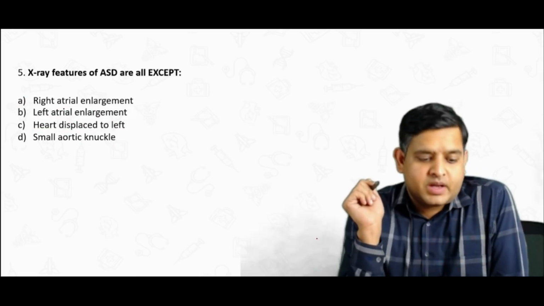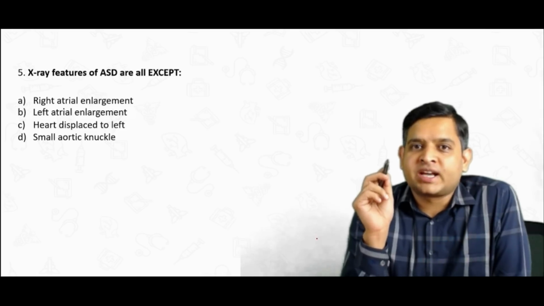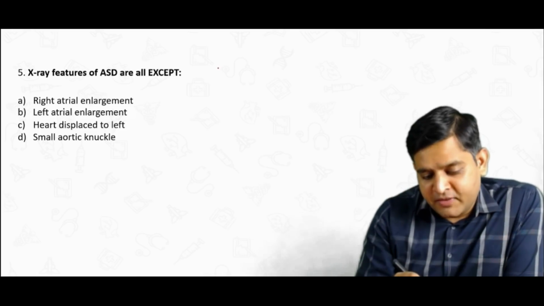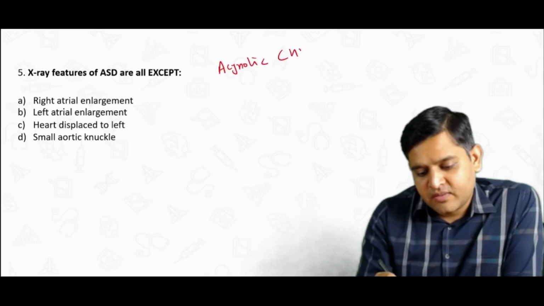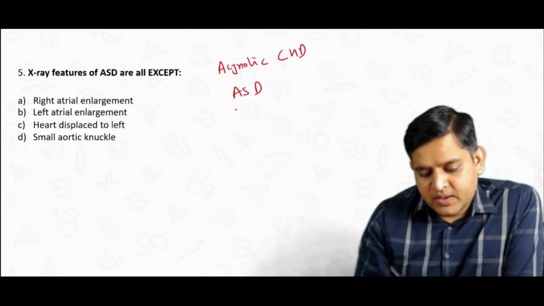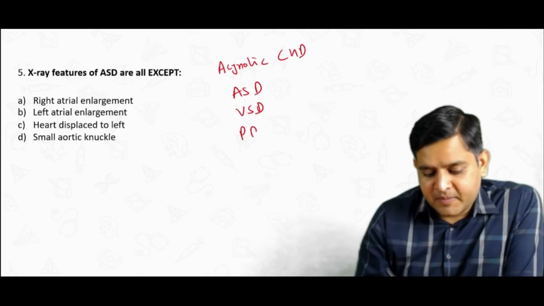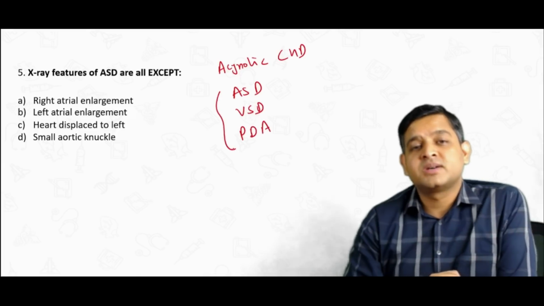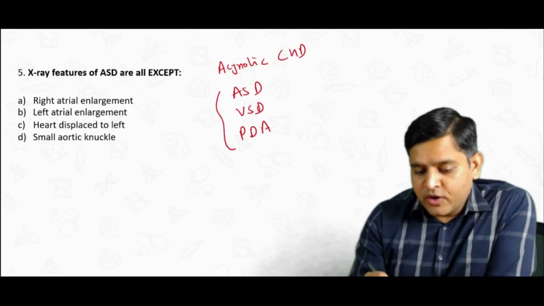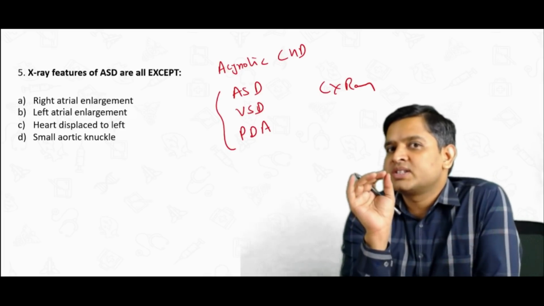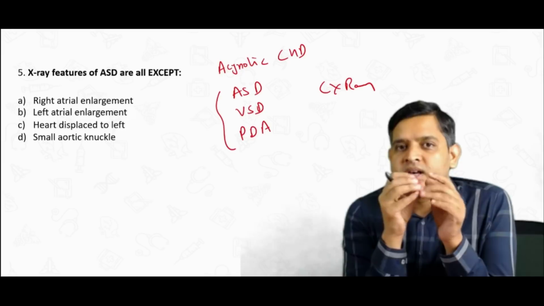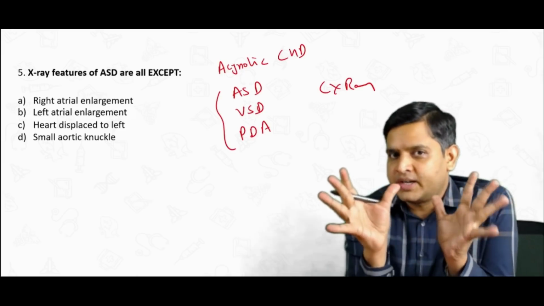Next question. X-ray features of ASD are all except. So it is to be noted that we have 3 acyanotic congenital heart diseases. What are these? ASD, VSD, and PDA. All 3 present with pulmonary plethora. Now, if you do the chest X-ray, the first feature that you see in an acyanotic congenital heart disease is a pulmonary plethora, which is increase in the pulmonary vascularity.